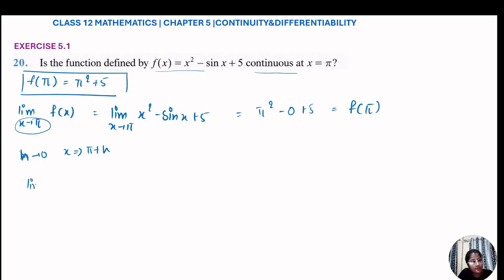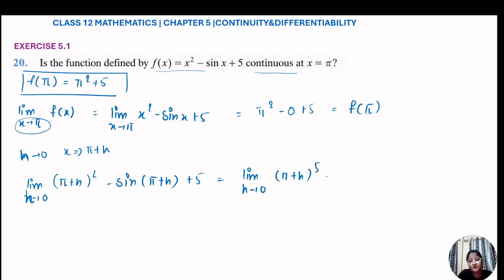So our limit will become limit of h tends to 0, pi plus h whole square minus sine pi plus h plus 5. So this will be taken as limit of h tends to 0, pi plus h whole squared, minus limit of h tends to 0, sine pi plus h, plus 5. Because there is no h in the last term, this limit will be 5 only.